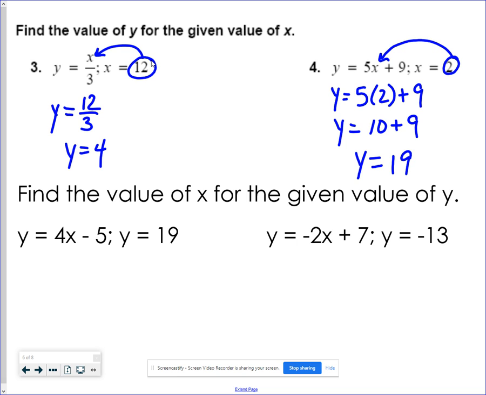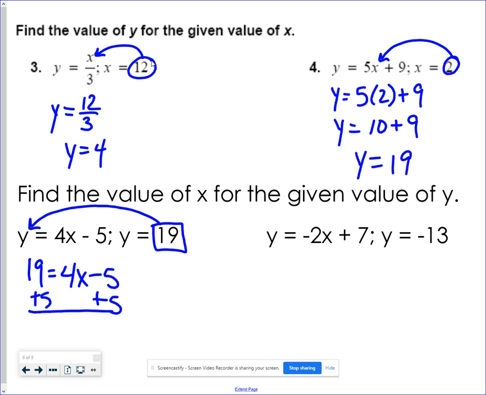And find the value of x if I give you a value of y. So this one's a little bit harder to do because it's not just crunching numbers. We have to actually solve these equations. But this 19 is the y. It's going to go way over there. So 19 equals 4x minus 5.